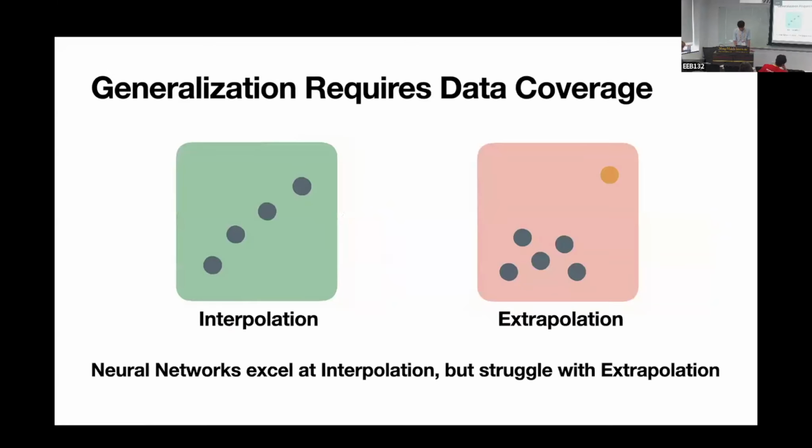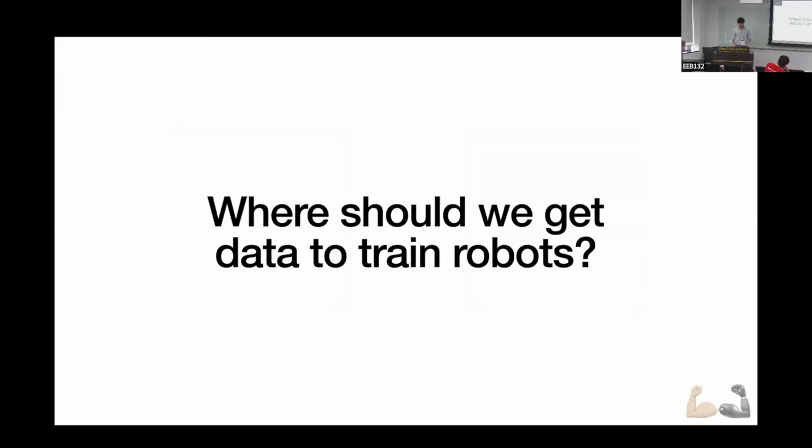environment. And it's my belief that generalization requires data coverage. For learned policies to generalize across different tasks, environments, objects, we need to have a diverse and large enough data set to train upon to be able to interpolate novel scenes between the data that we've already seen in the training distribution. So where do we get such a large and diverse data set?